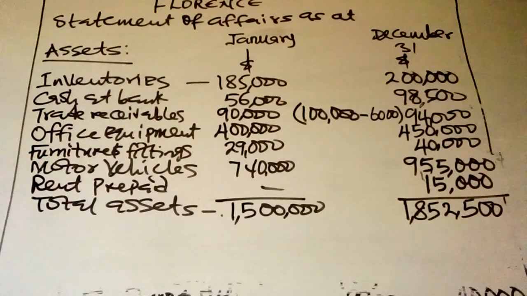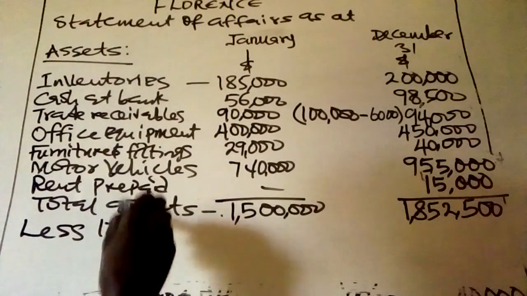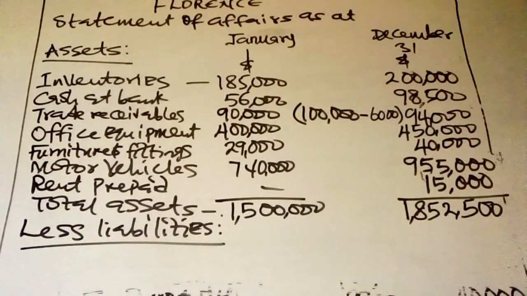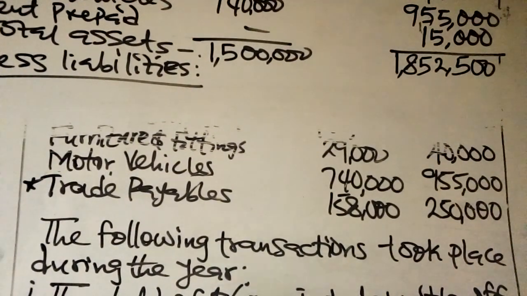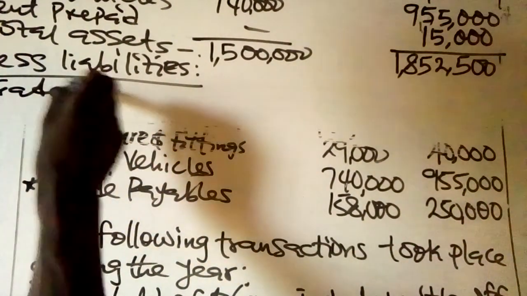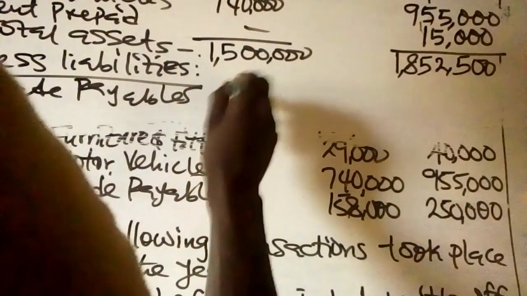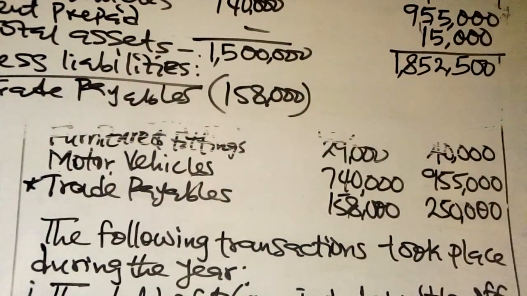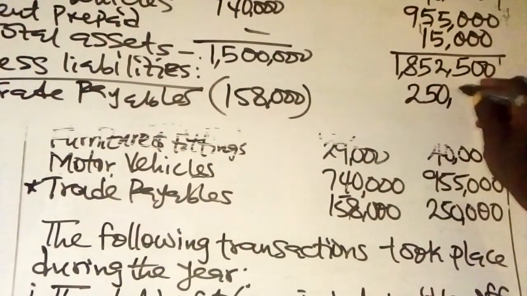From the total assets, we less our liabilities. Our liabilities include the trade payables. The opening balance is 158,000, while the closing balance is 250,000.